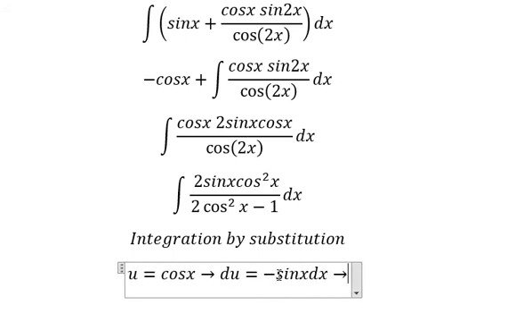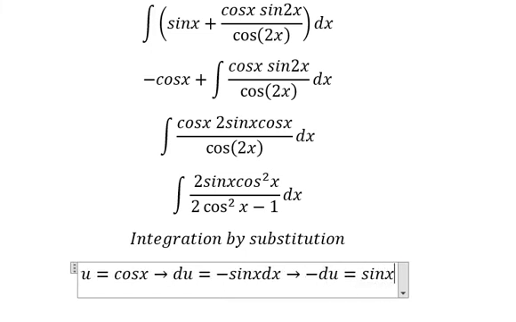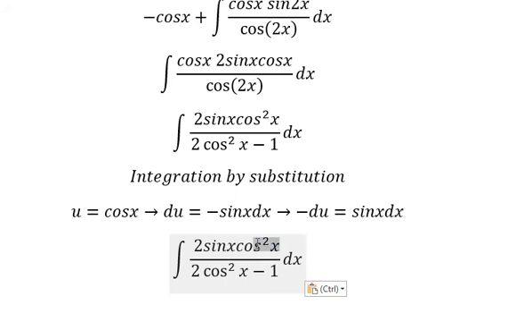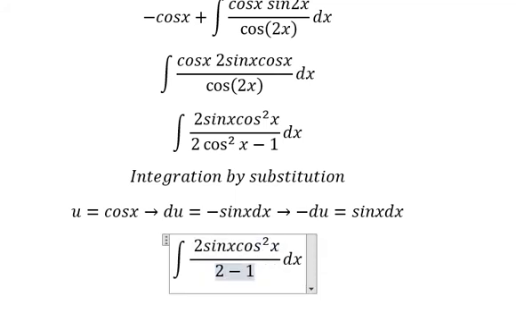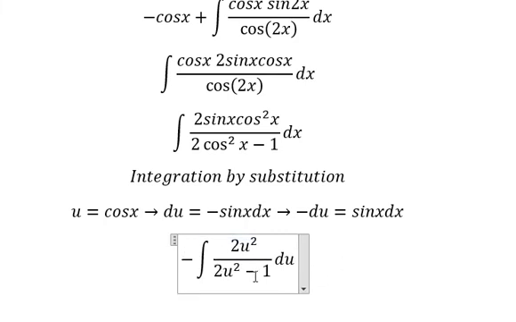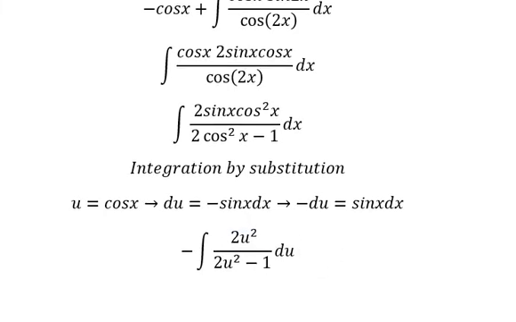Next, we put the negative sign to the left. This one we change by u square. Sine x dx we change by negative du. So that should be like this.